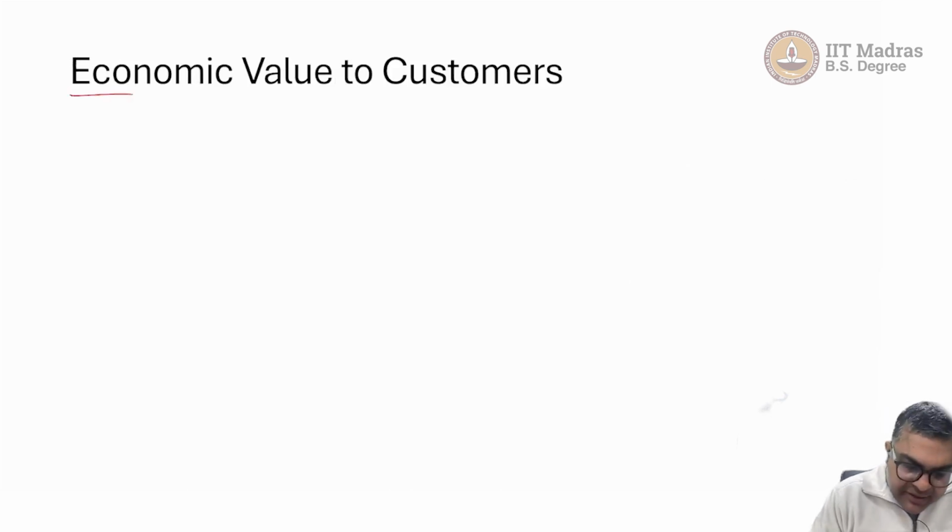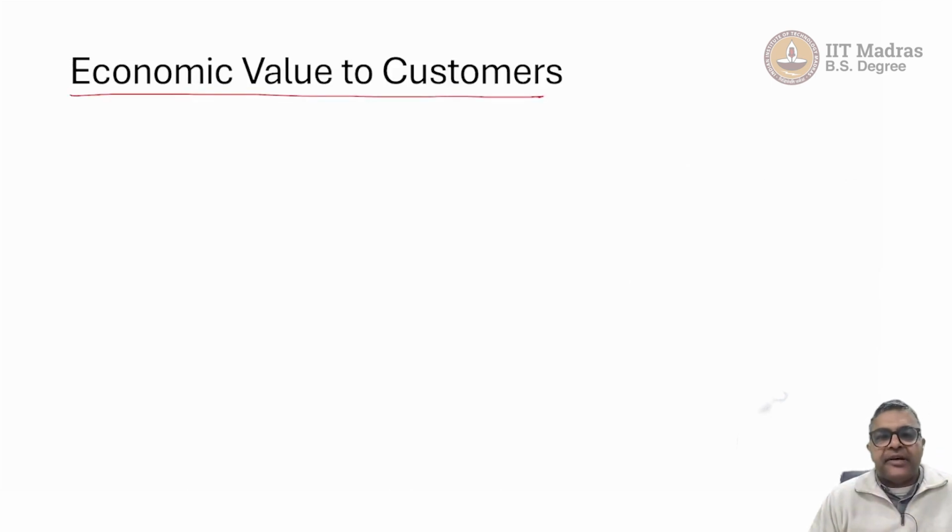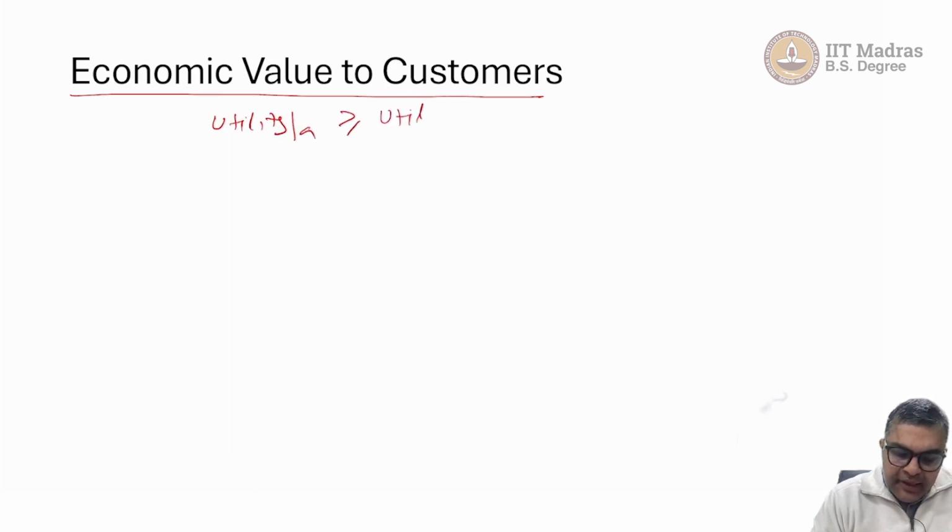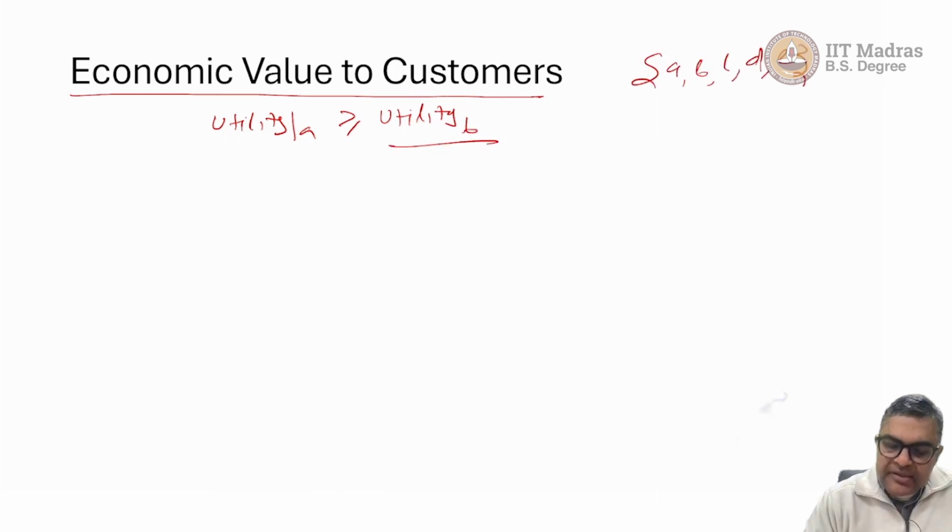The last technique is economic value of customer. This technique says that a customer will buy a product only if utility from, let us say, this product A is greater than utility from some other product B. In true sense, basically you have A, B, C, D, E, all these available, and we are thinking of how much the customer is willing to pay for A. You have to pick the best among these alternatives and think about the comparison.